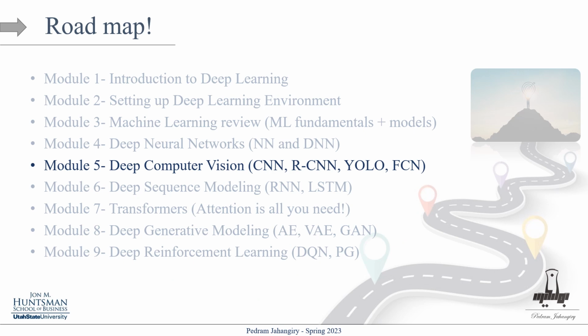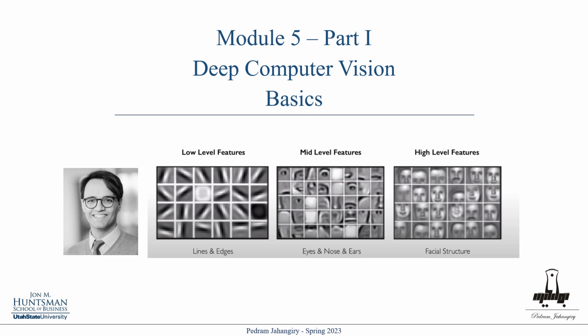Alright, let's get to part 2 of Module 5, Deep Computer Vision. In part 1, we talked about deep computer vision basics. We investigated what we mean by human vision versus computer vision, and basically how and what computers actually see. Then we investigated why fully connected networks are not efficient when it comes to computer vision and why we should go beyond them.